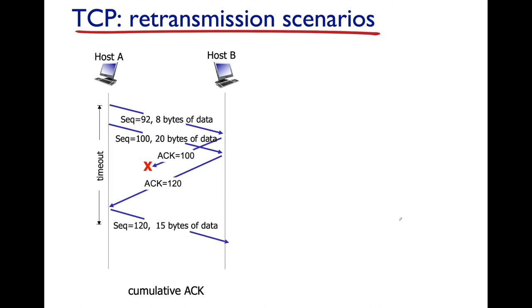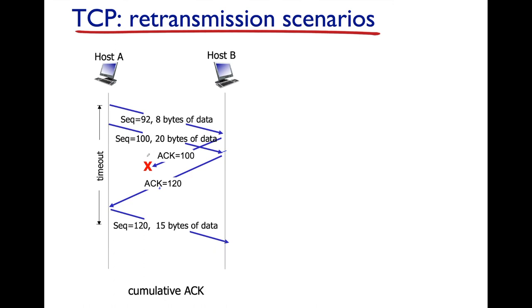Let's take a look again at a cumulative ACK scenario. So we start with host A, and we send our 8 bytes of data starting at offset 92 in the sequence, and then we send 20 bytes of data starting with sequence 100. So we get the 8 bytes, we send ACK 100, we get the 20 bytes, and at that point, we say 100 plus 20 bytes is 120. So we send ACK 120.